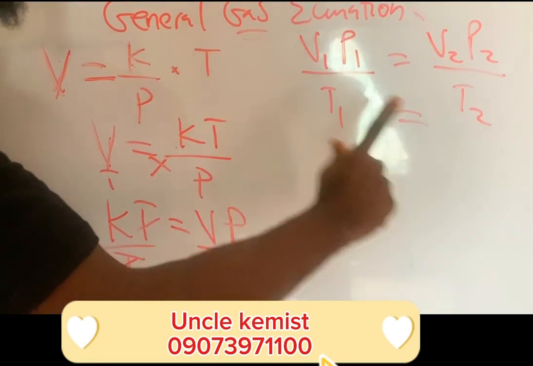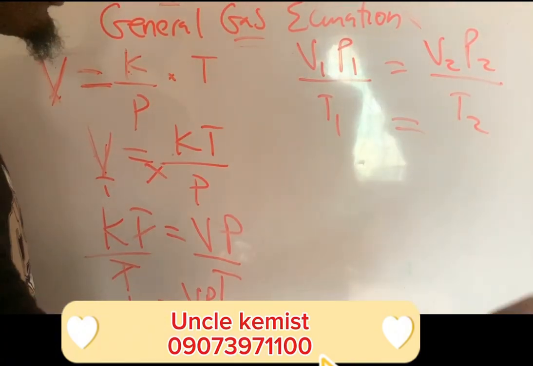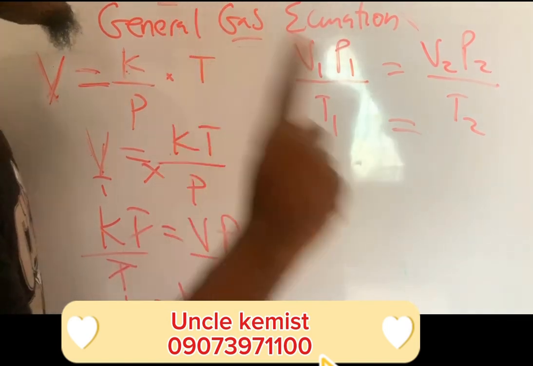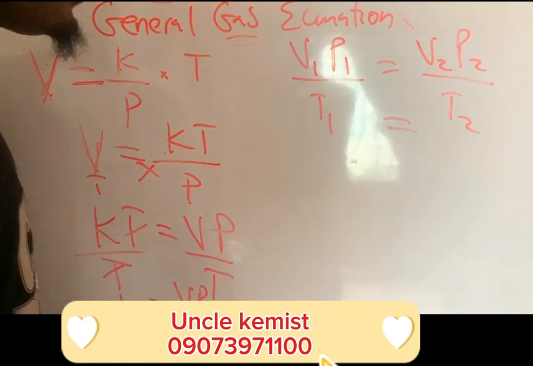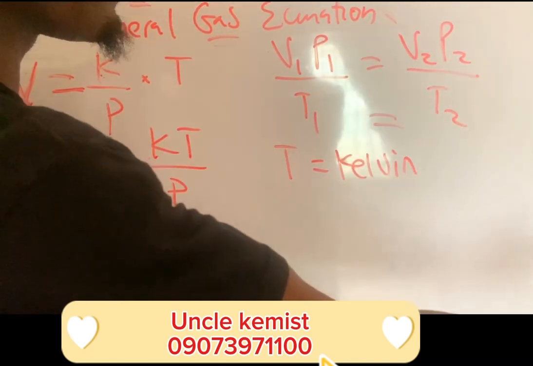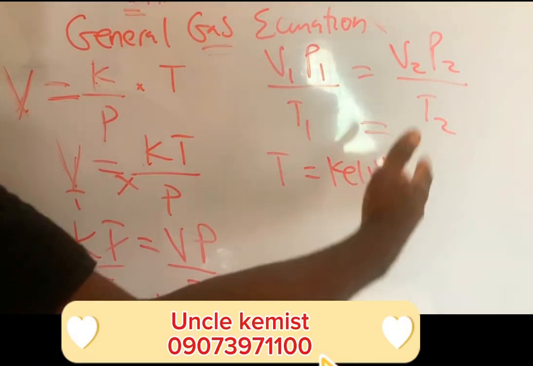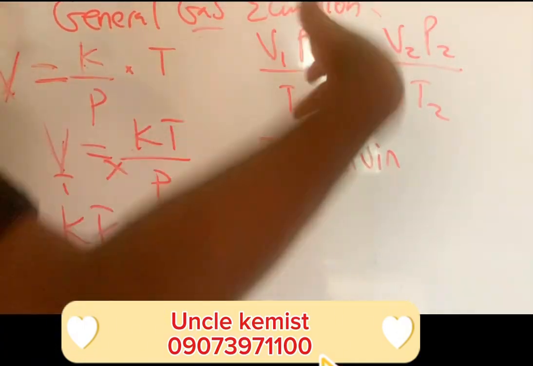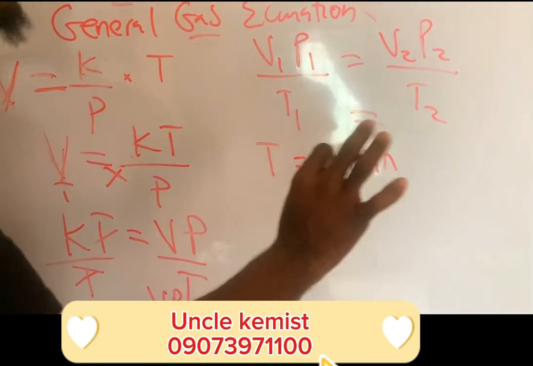The V1 is your first volume. Your P1 is your first pressure. Your T1 is your first temperature. And don't forget, your temperature must always be in Kelvin. And then V2 is the new volume when either the temperature has increased or decreased, and P2 is the new pressure when the pressure has increased or decreased. Now we are going to use this to solve simple questions.